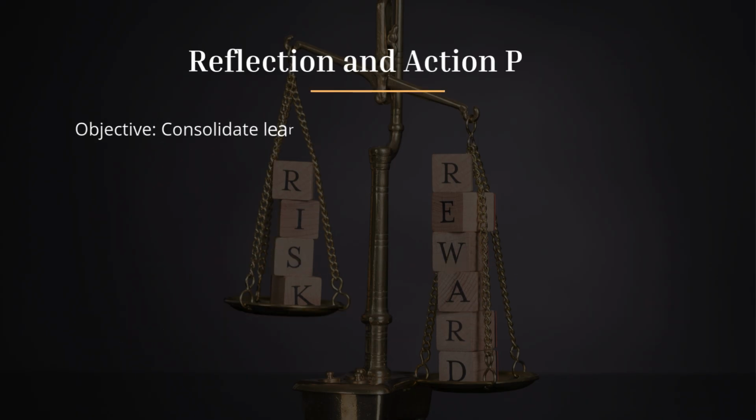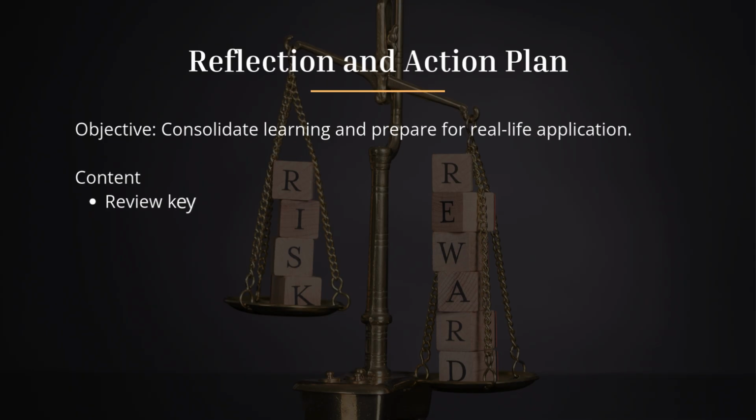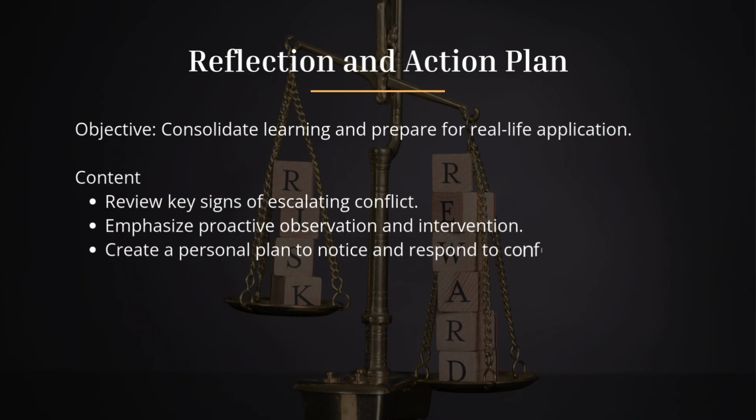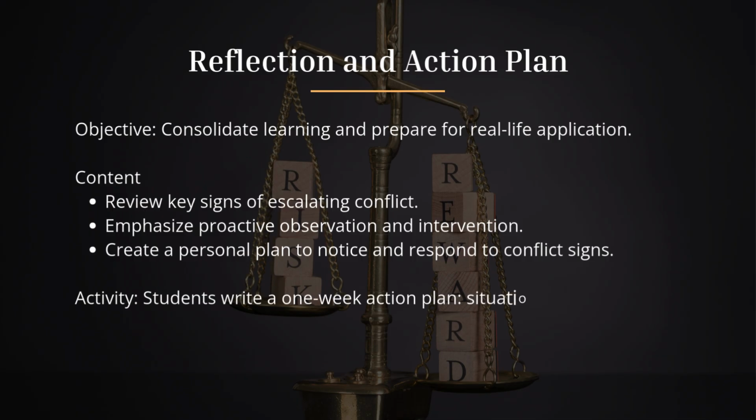Reflection and action plan. Objective: consolidate learning and prepare for real-life application. Content: review key signs of escalating conflict. Emphasize proactive observation and intervention. Create a personal plan to notice and respond to conflict signs. Activity: students write a one-week action plan, situations to watch for, personal strategies to intervene, and reflection on past conflicts to improve response.